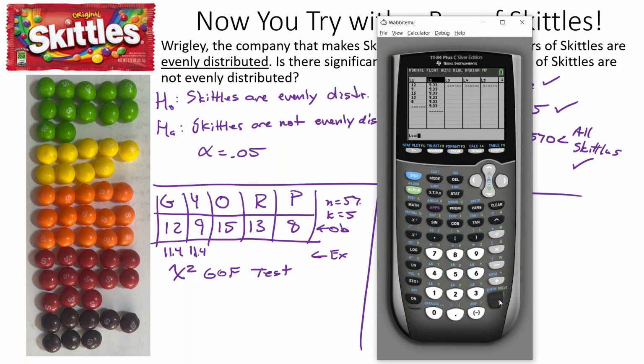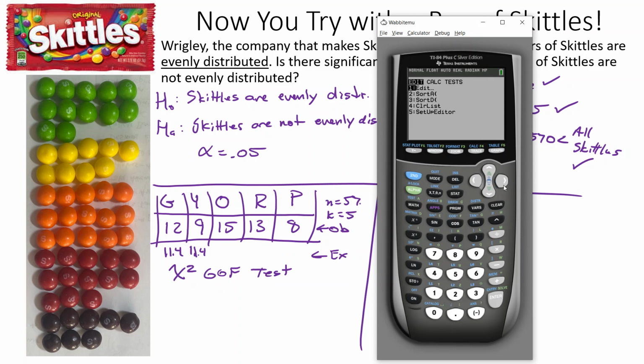So highlight the list name, press Clear, press Enter, and then we're going to type in 11.4 for all of them. 11.4, Enter. 11.4, Enter. 11.4, Enter. 11.4, Enter. And I just need to do it until they're the same length here. 11.4, Enter. And now they're the same length.